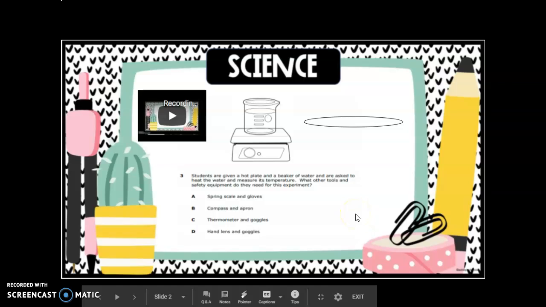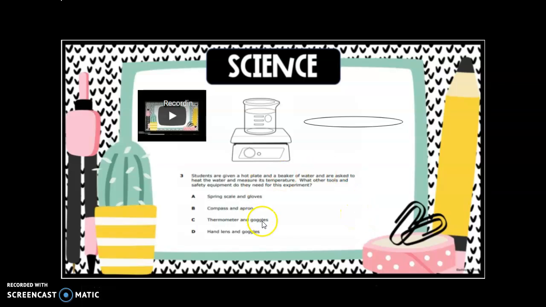So on the first slide, you'll see that there is a question. You have the option to either read it yourself, or there is a recording on each slide in which I have read the question. So you can play the recording to listen to the question.